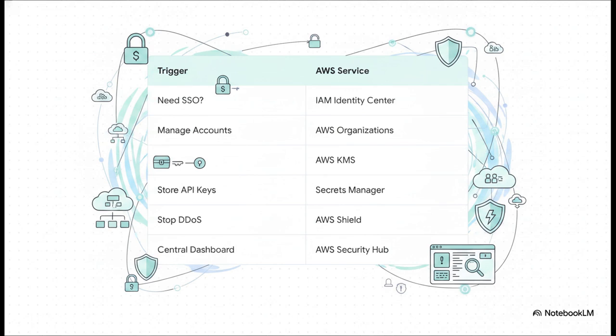Need SSO? That's IAM Identity Center. Manage a bunch of AWS accounts? AWS Organizations. Encrypt data? AWS KMS. Need to store API keys safely? Secrets Manager. What about HTTPS certificates? Certificate Manager. Stop DDoS attacks? AWS Shield. Protect against SQL injection? AWS WAF. Detect suspicious activity? GuardDuty. Find software vulnerabilities? Inspector. View all your alerts in one place? Security Hub. And finally, find sensitive data in S3, Amazon Macie.